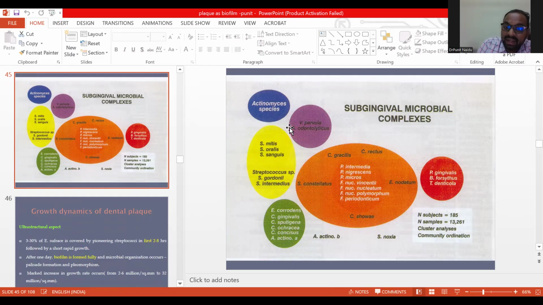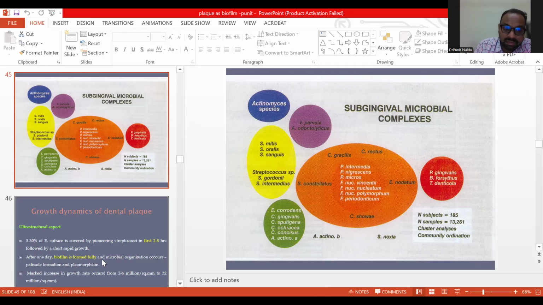The orange, red, purple, yellow, green. The red indicates P. gingivalis, T. forsythia, and T. denticola. And the orange one consists of P. intermedia, Campylobacter rectus, Campylobacter gracilis. The yellow color consists of Streptococcus mitis, Streptococcus oralis, and Streptococcus species. And the purple color consists of V. parvula, and the green color consists of C. gingivalis, E. corrodens.